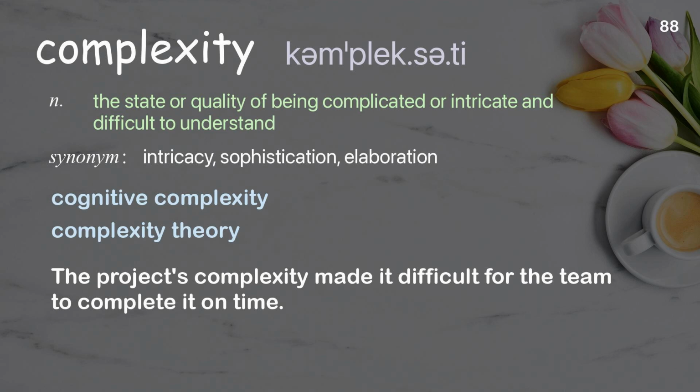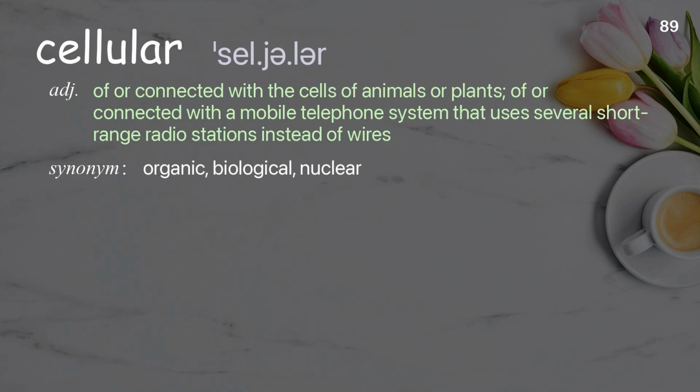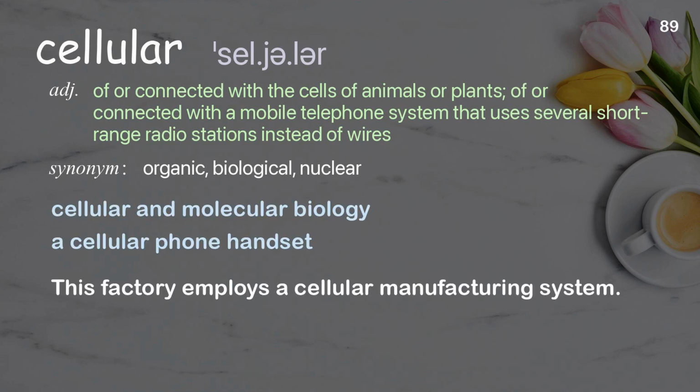Cellular: Of or connected with the cells of animals or plants. Of or connected with a mobile telephone system that uses several short-range radio stations instead of wires. Examples: Cellular and molecular biology. A cellular phone handset. This factory employs a cellular manufacturing system.